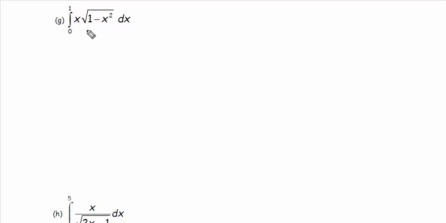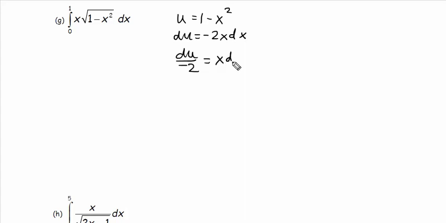So, this one again, like I just mentioned, integral from 0 to 1 of x times square root of 1 minus x squared dx is going to use the substitution. So u is going to be 1 minus x squared, du is negative 2x dx. Then I divide by negative 2 to get du over negative 2 is x dx.